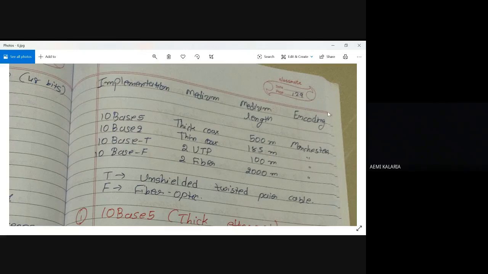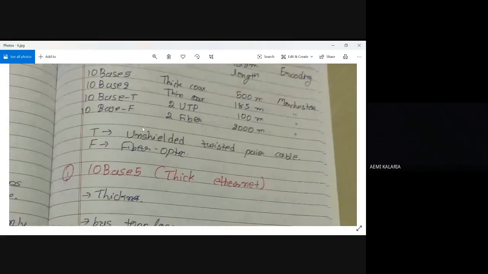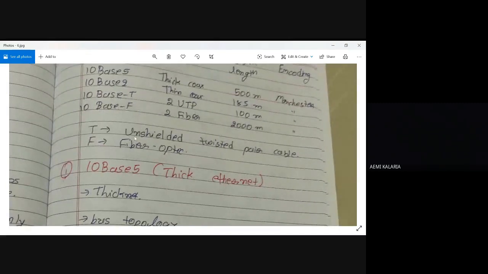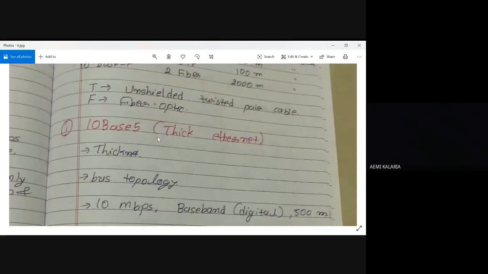And what is the encoding used during this implementation? For all of them, we are using Manchester encoding. What is Manchester encoding? We already discussed it in module 2, right? Manchester, differential Manchester, NRZ, NRZI, NRZ-L, and many other encodings we discussed there. From those, we are using Manchester encoding in this Ethernet. T means unshielded twisted pair cable, and F means fiber optic. One by one I'll also discuss them in detail.